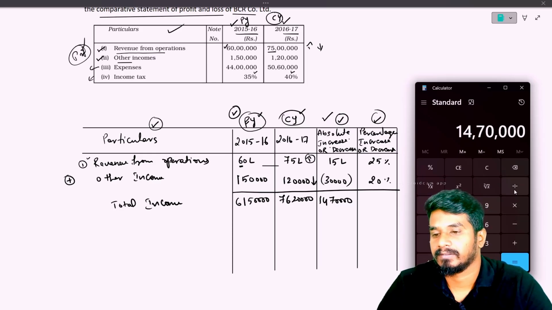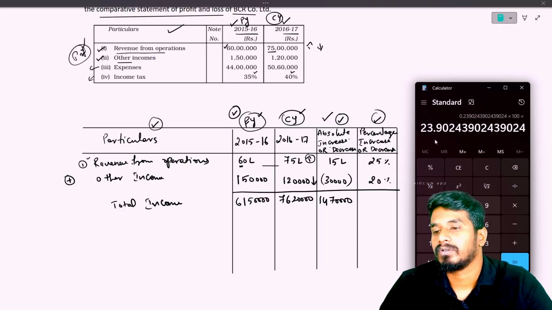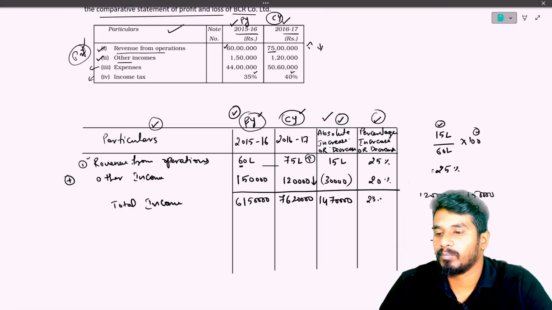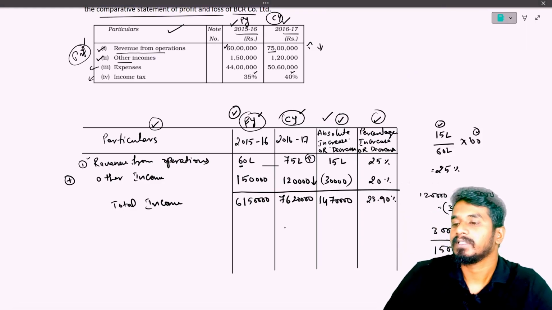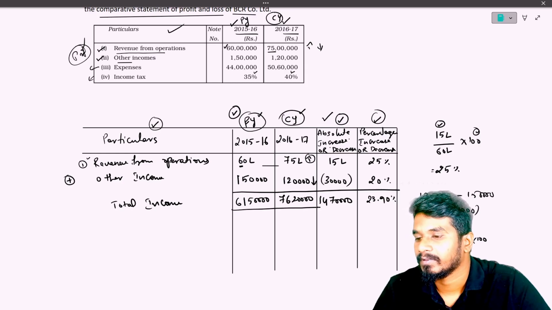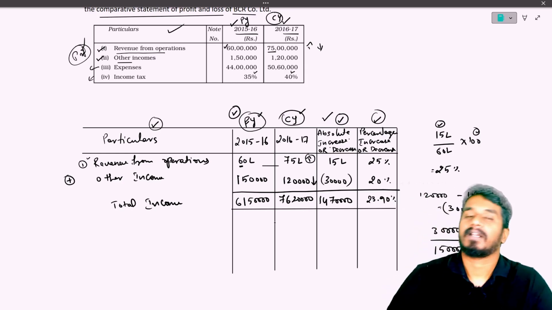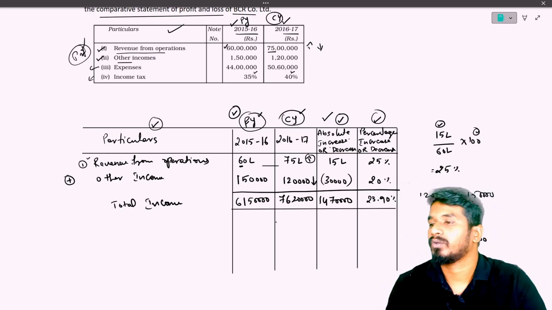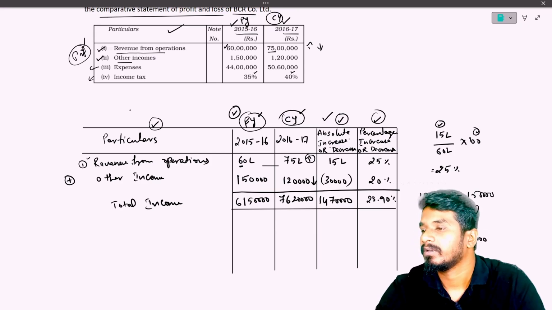14 lakh 70,000 divided by 61 lakh 50,000. You'll get the answer now. So you got 23.90. So what is the change in percentage? It is 23.90 percentage. You get the total income. Right. The next one we have is expenses.